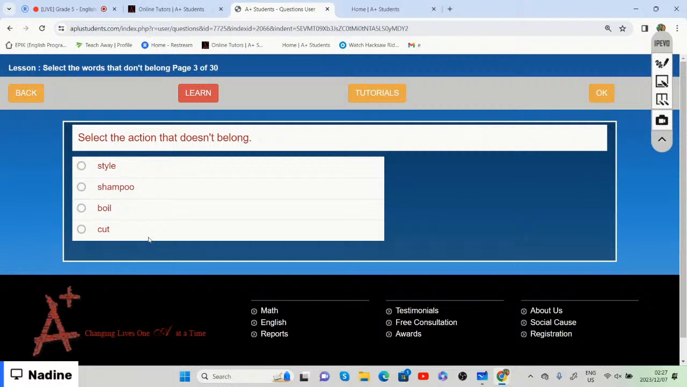All right, if we select the word that doesn't belong there, we will select boil. Because if you go to the salon, you can either ask them to style your hair, come for a shampoo wash, or come for a cut. So boiling is not part of these related words. So boil is our answer.